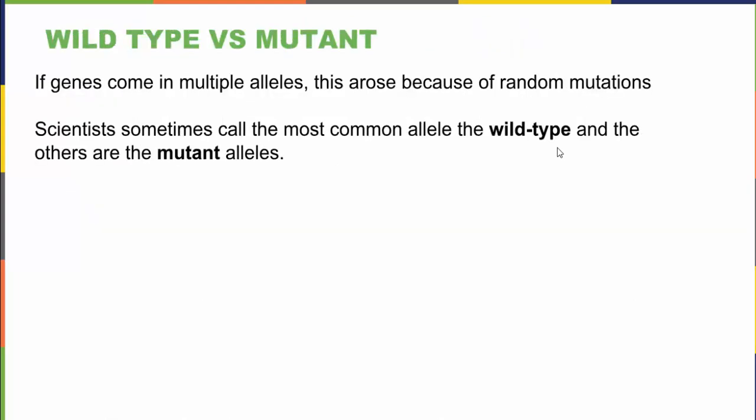Alright, so let's switch gears here. There's these 2 important vocab words for genetics. They're wild type versus mutant. Genes come in multiple alleles, usually, and all of these are because of random mutations that have occurred over time. Mutations are happening all the time, just, they're small things.